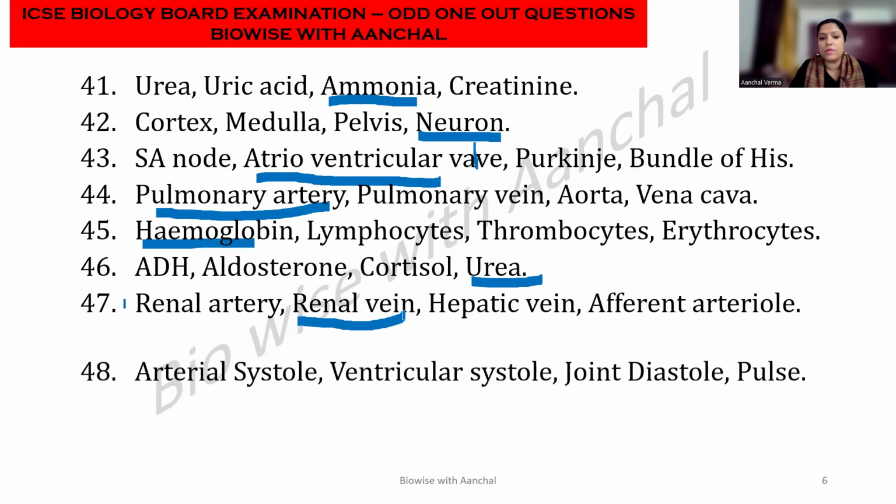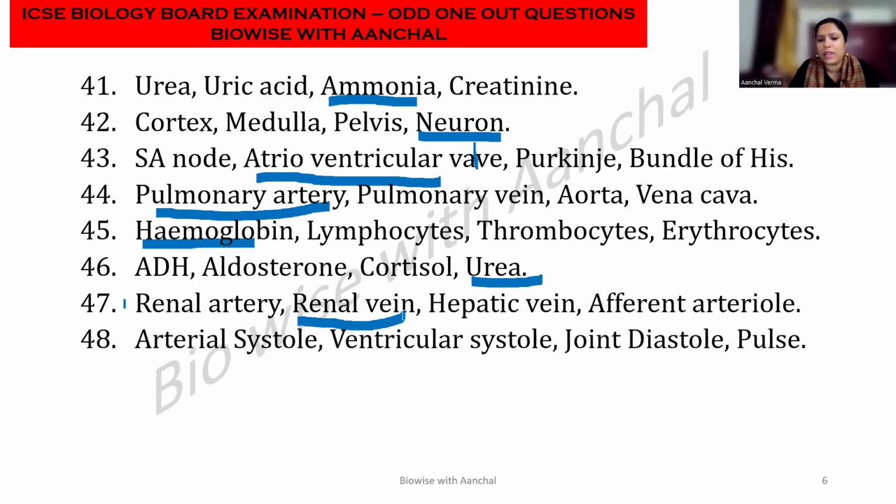Is that clear? So some are difficult too, but I think this will open up your mind to think in all the directions. Arterial systole, ventricular systole, joint diastole, and pulse. Now here the odd one out is pulse, because the rest are all parts of the cardiac cycle. Going to the next.